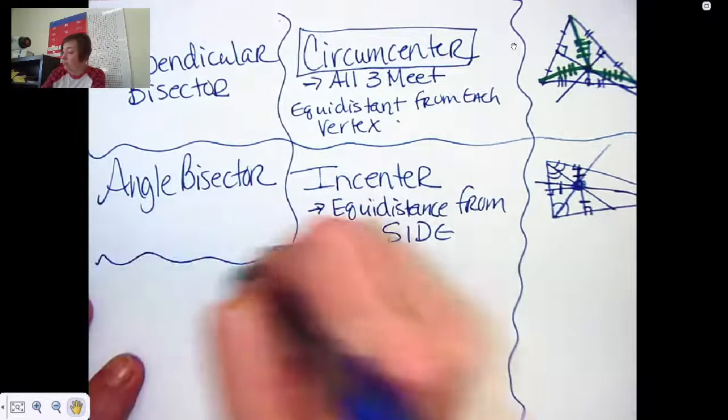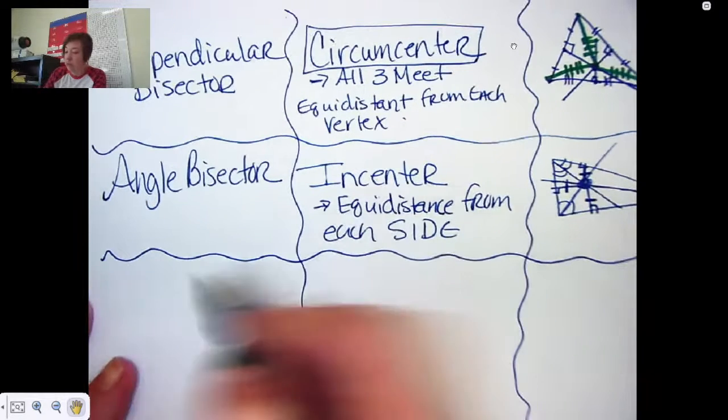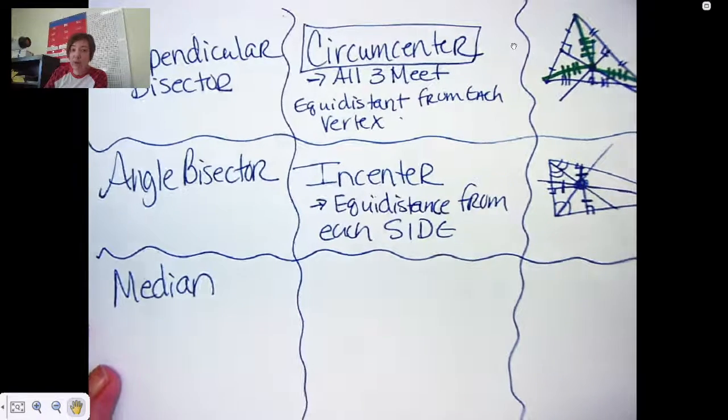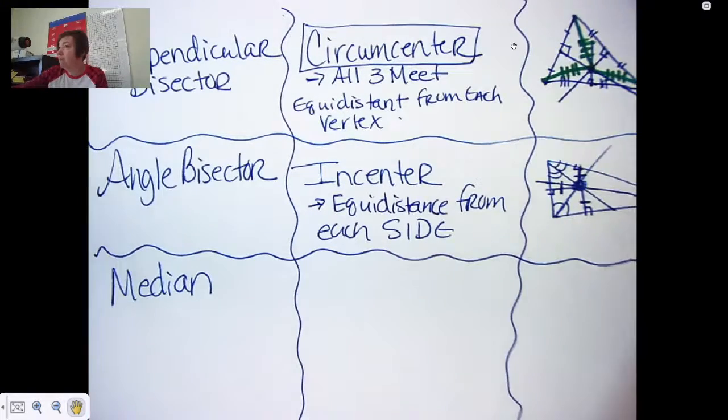Okay, we got two more. So here's our next one, median. Now you've heard the word median before. Where have you heard median or used median? What does it mean? Middle, right? If you're talking about mean, median, and mode, data analysis is what that is. When you're analyzing data, median means the number that's in the middle, right?